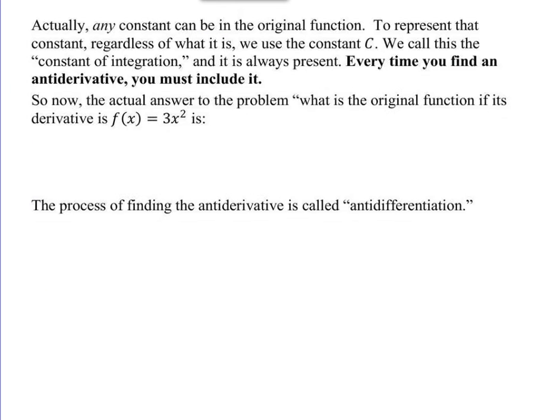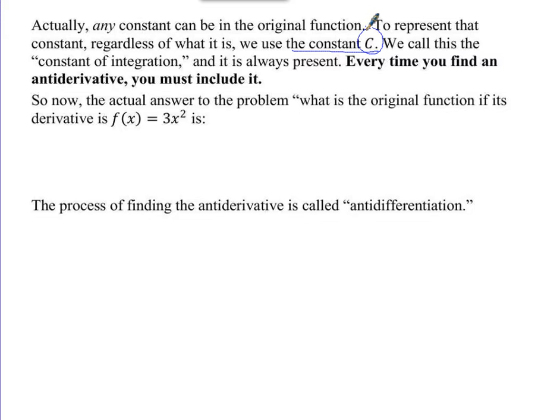Okay, so actually any constant can be in the original function, and you guys already have a good idea of that. To represent that constant, regardless of what it is, when we find the antiderivative, we're going to use this constant, capital C. We call that the constant of integration. And you have to include it when you find antiderivatives. You have to represent that there could have been some constant there. It could be 0, but it could have been any other number. And it's always there. So every time you find an antiderivative, you must include it.